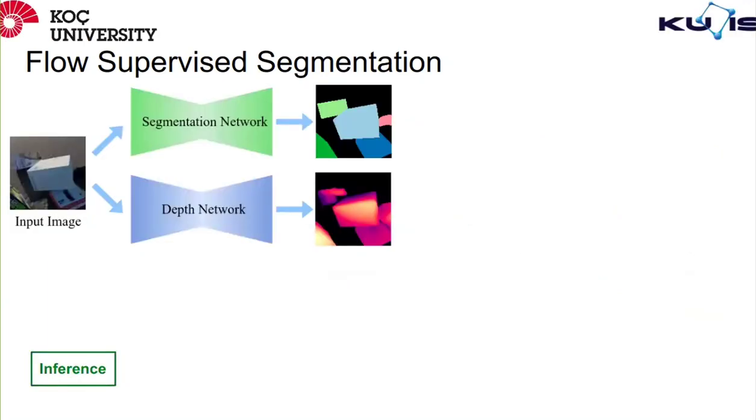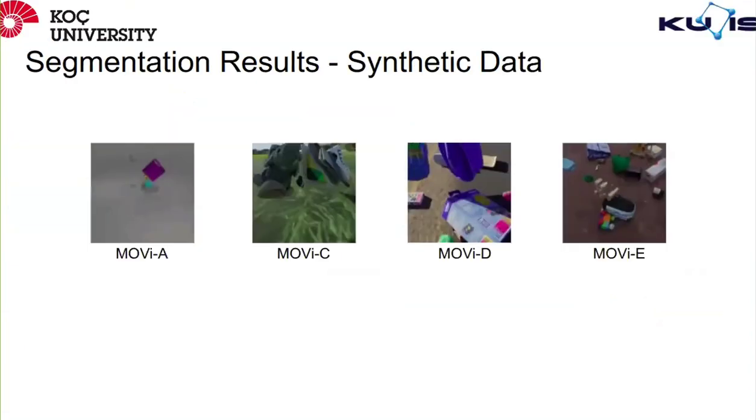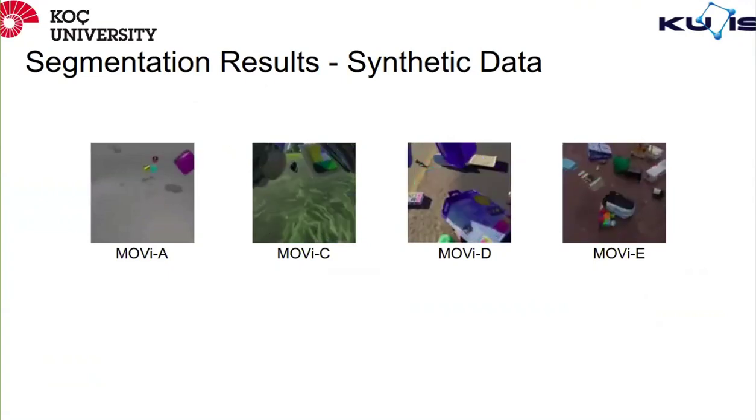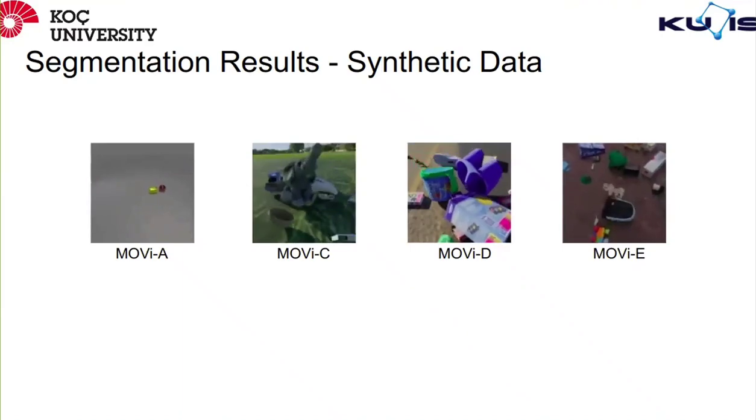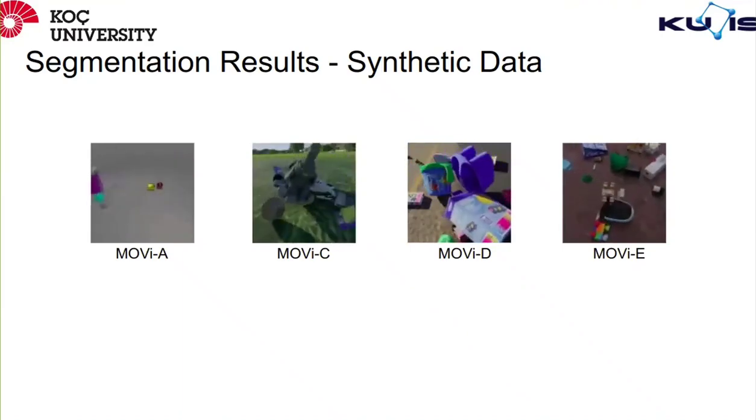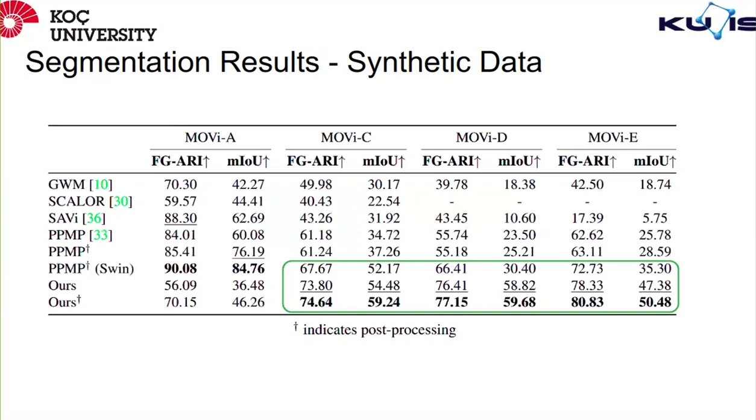During inference, we can simply input the image to our trained networks and obtain the estimated segmentation masks and the depth map. We have experimented with both synthetic and real-world datasets. The movie datasets, namely movie A, C, D, and E, are synthetic datasets where the complexity of the scene increases as we go from A to E. We show state-of-the-art results on segmentation on the more complex movie C, D, and E datasets.